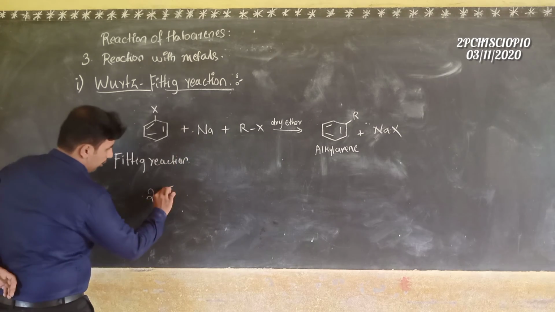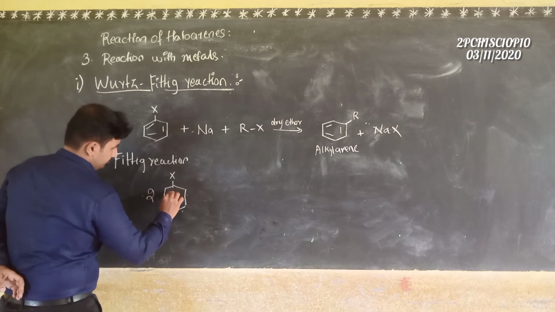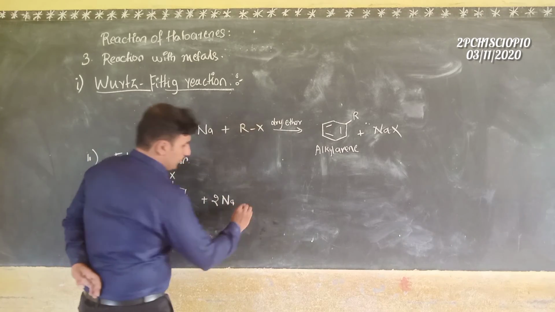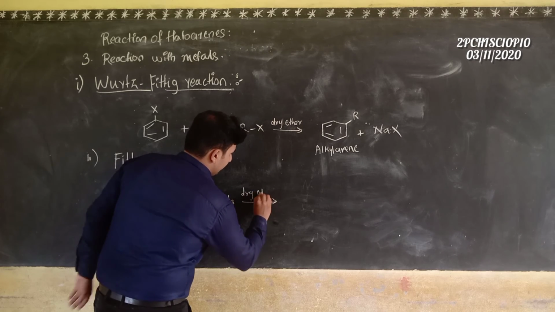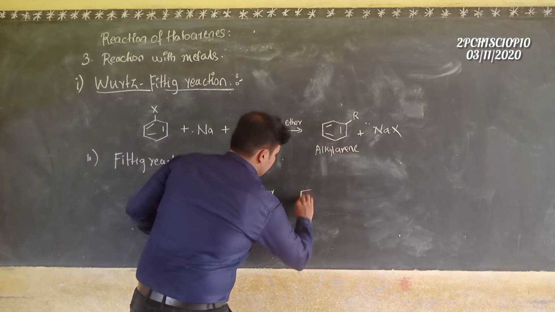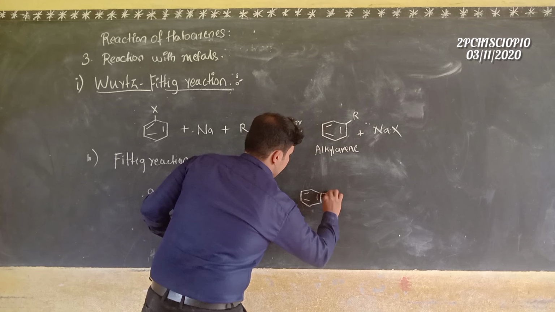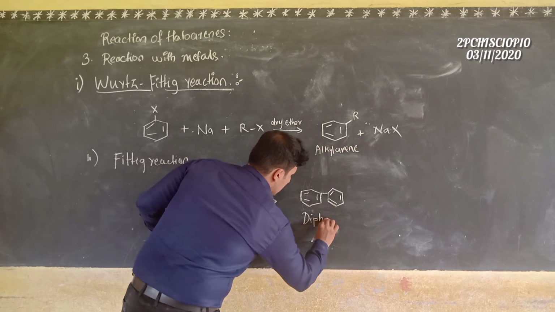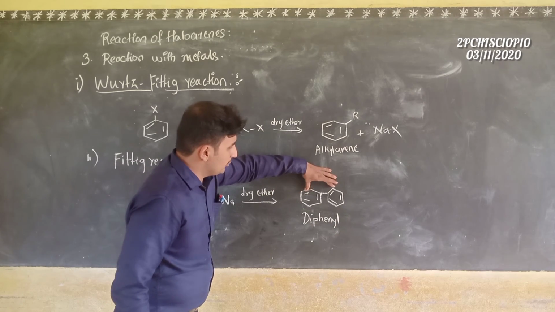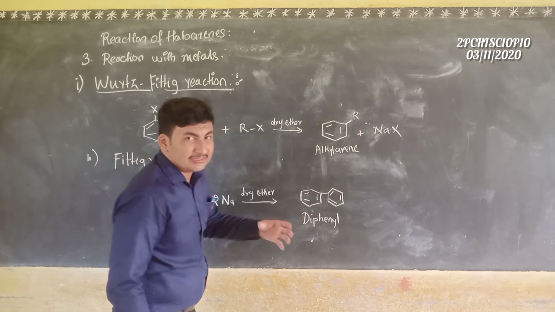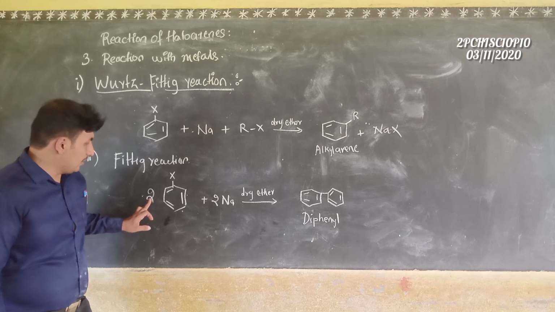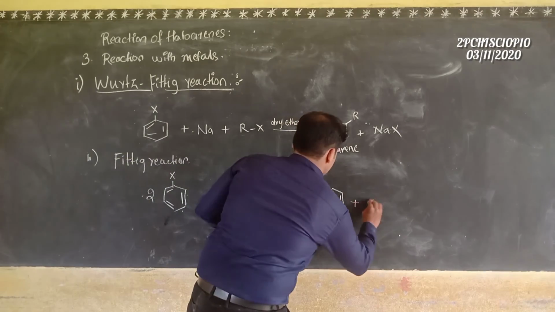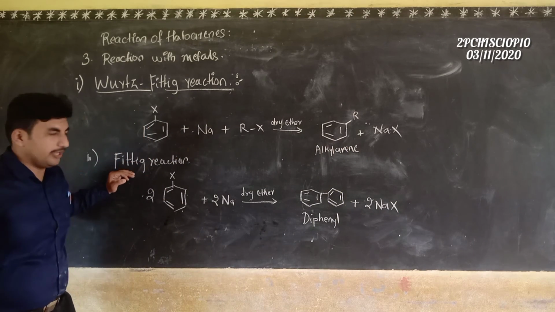See, two molecules of aryl halide are treated with sodium in dry ether. What is the product obtained here? That is diphenyl. Di means two phenyl groups are there. So the analogous compound is obtained. That means two benzene rings are joined together. When two molecules of aryl halide are treated with sodium in dry ether, diphenyl is obtained. This reaction is known as the Fittig reaction.